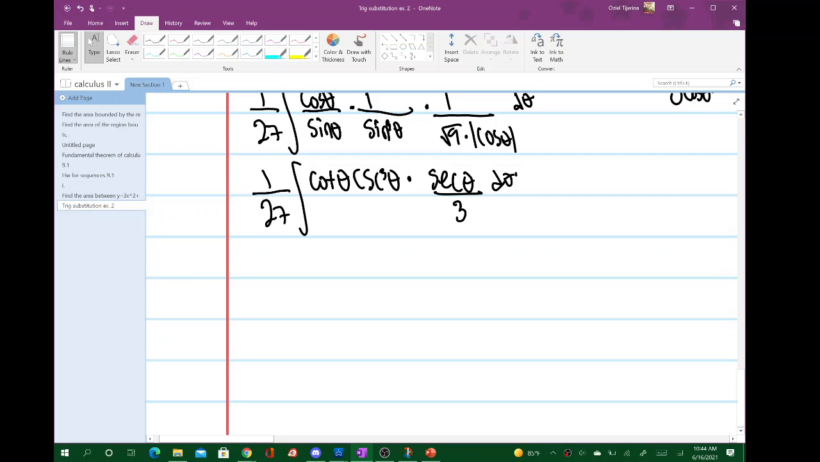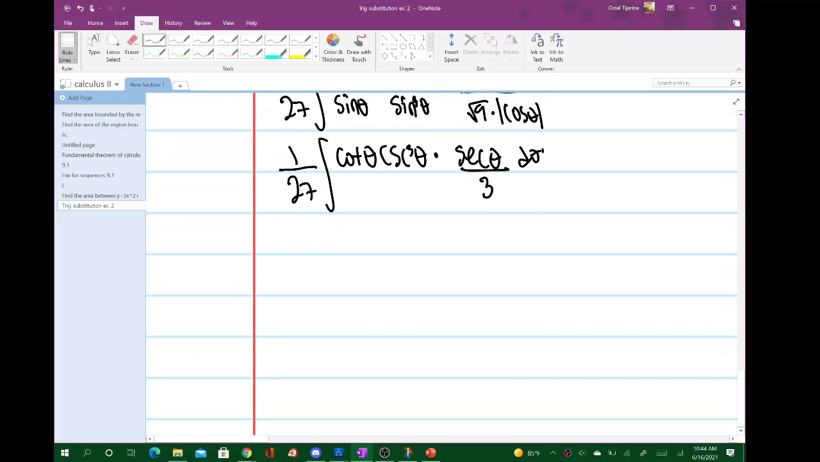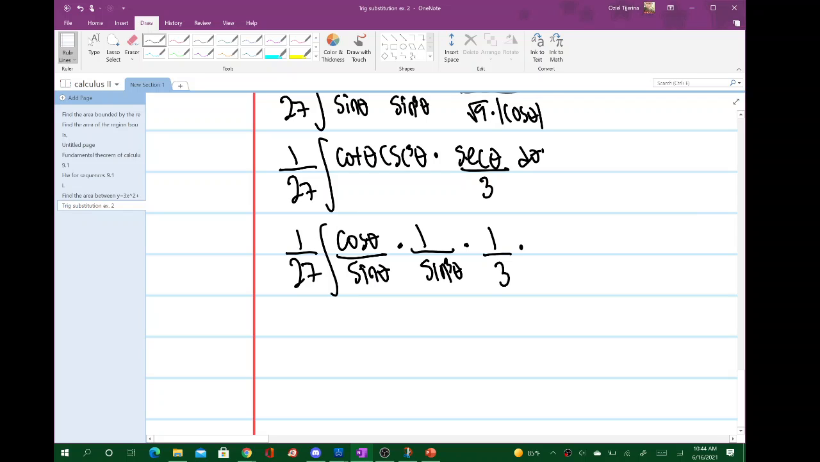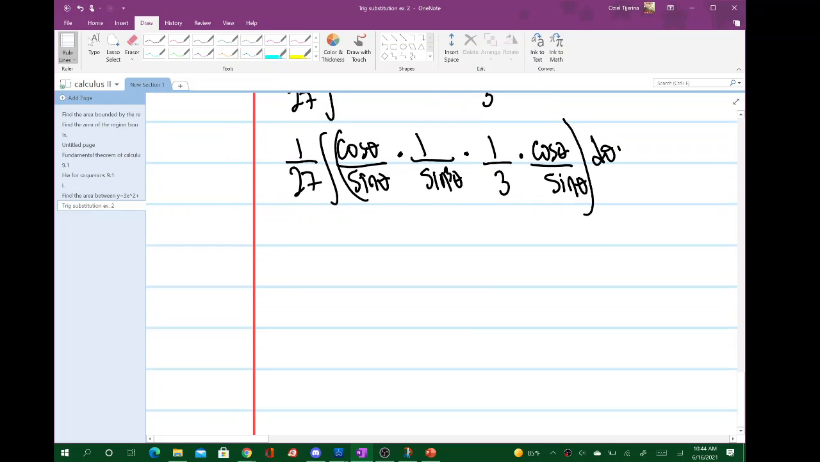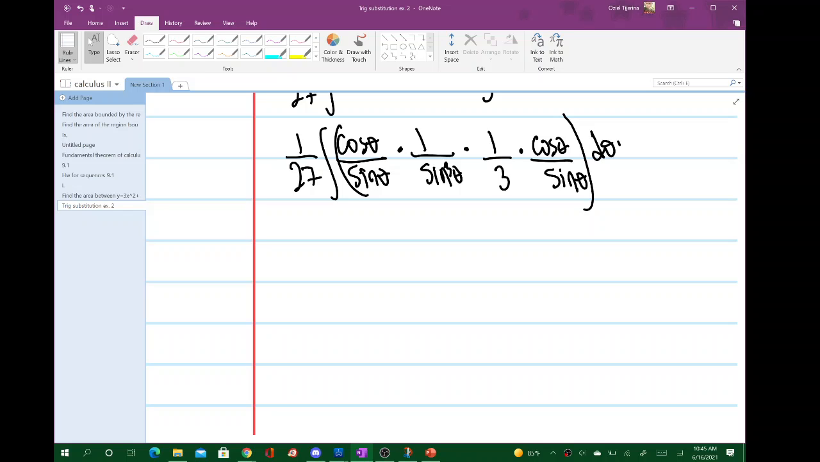Oh my goodness. So then we have 1 over 27 integral, and we're going to do cosine theta over sine theta times 1 over sine cubed theta times 1/3 times cosine theta over sine theta, all of this d theta. So then you're going to simplify this. We're going to take the 1/3 out because it's a constant, times 1 over 27 times the integral of cosine theta over sine theta.